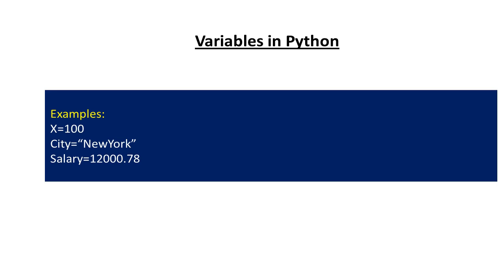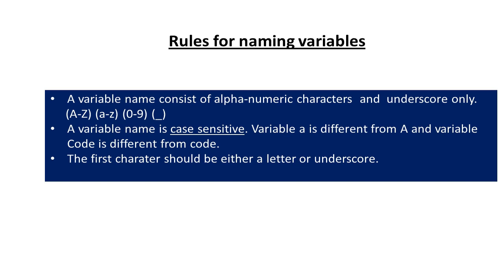Similarly, salary = 12000.78. Because it's a decimal value, salary will be considered to be of float data type. By float data type, I mean a variable that contains decimal values, like this one.